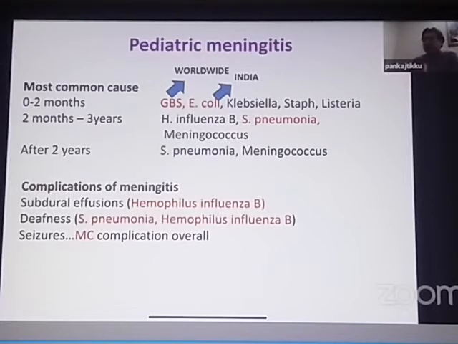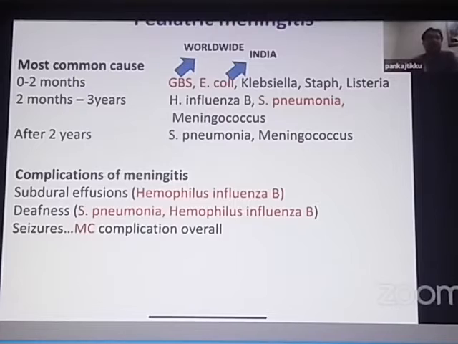The first and the most important thing is the causes of meningitis in children. That varies according to the age group of the child, and hence it is very important for you to know the important causes of meningitis across the world and in India. Between birth and 2 months, worldwide the most common cause of meningitis is group B streptococcus. But in India, group B streptococcus is not that common.